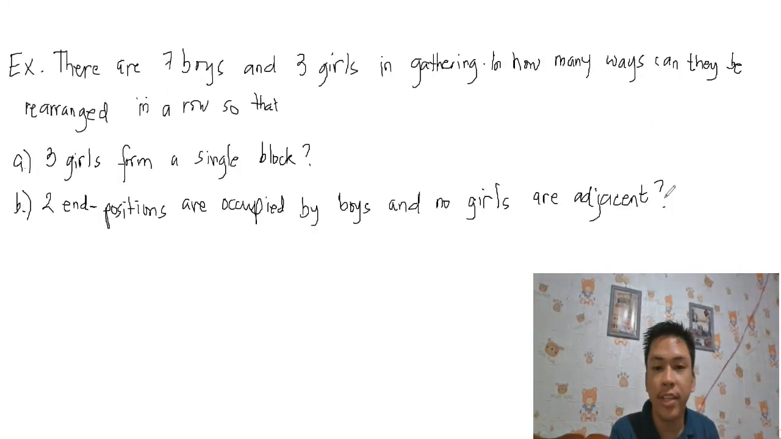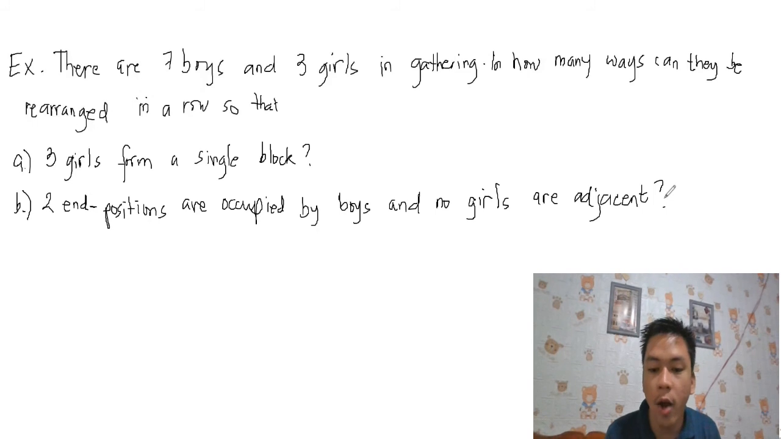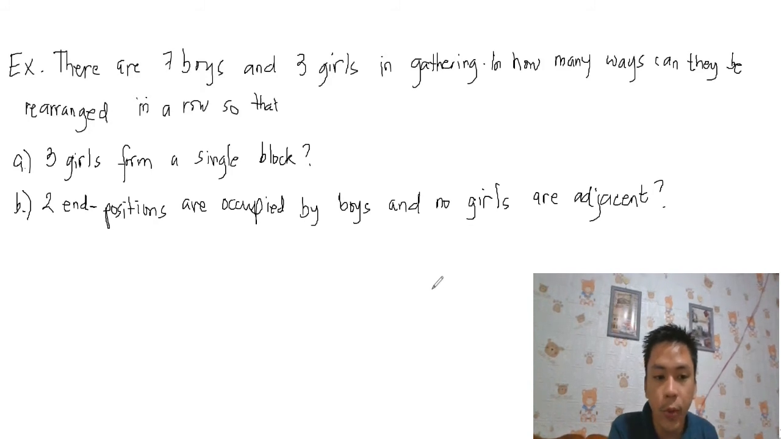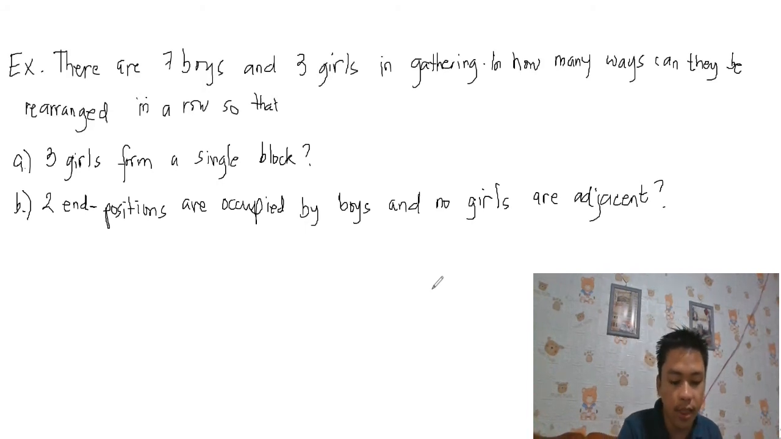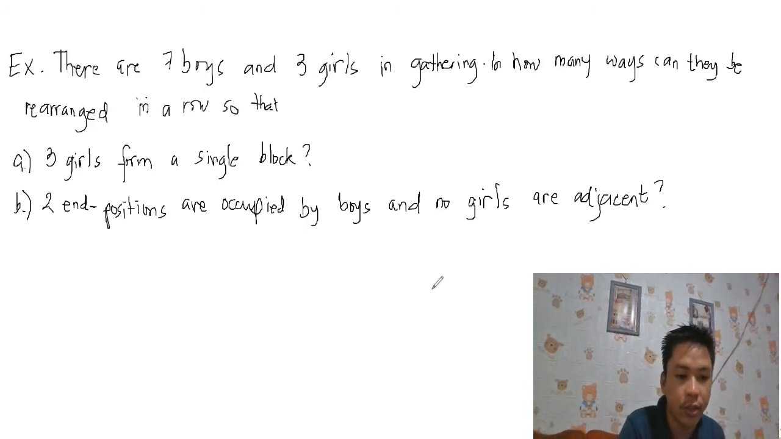Okay, so we will consider one final example here. There are 7 boys and 3 girls in a gathering. In how many ways can they be rearranged in a row so that number 1, the 3 girls form a single block, and number 2, the two end positions are occupied by boys and no girls are adjacent. So let's focus first on letter A.